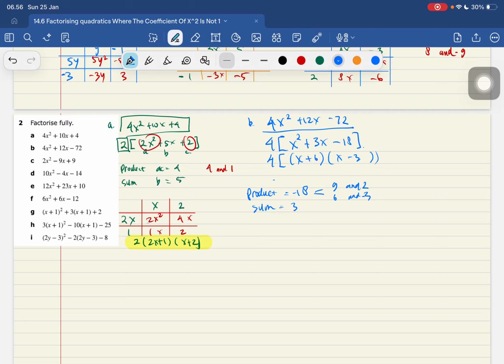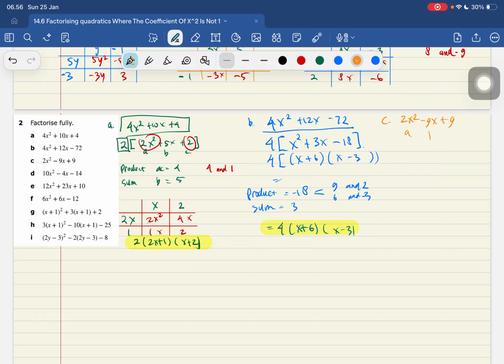So the answer is going to be here. The factor is 4. Then x plus 6. Then we multiply with x minus 3. There it is. Let's try C. So C, we got 2x squared minus 9x plus 9.